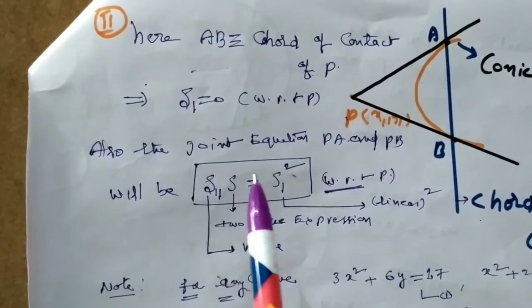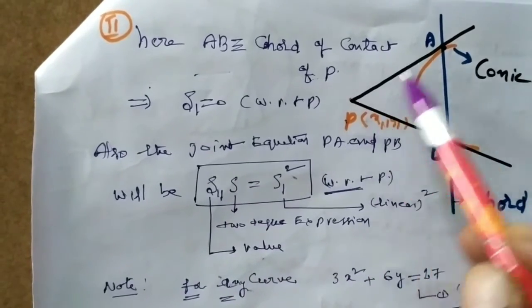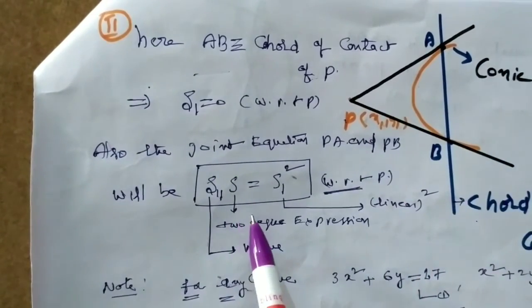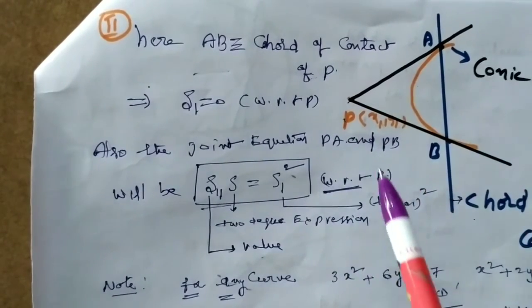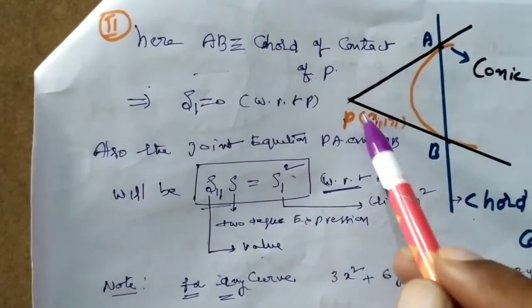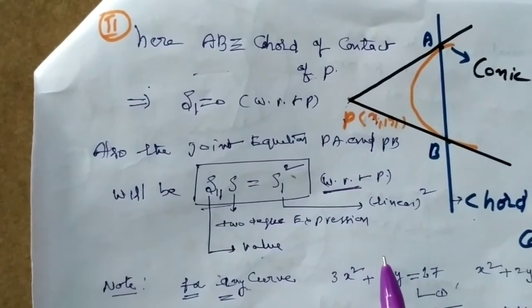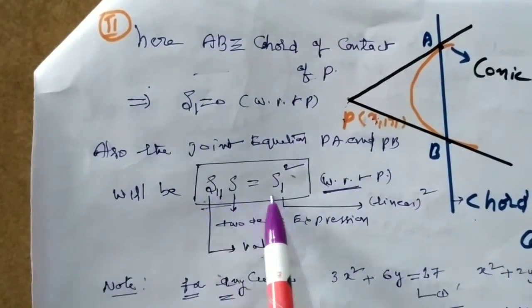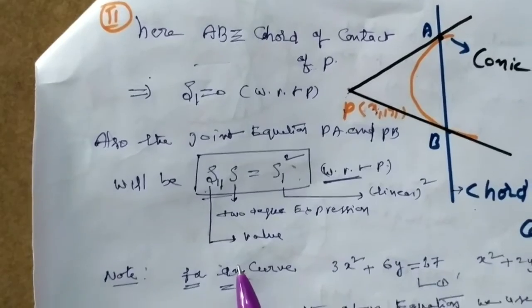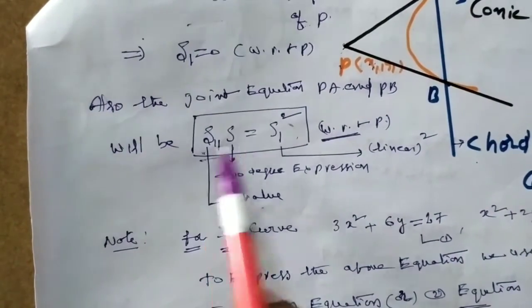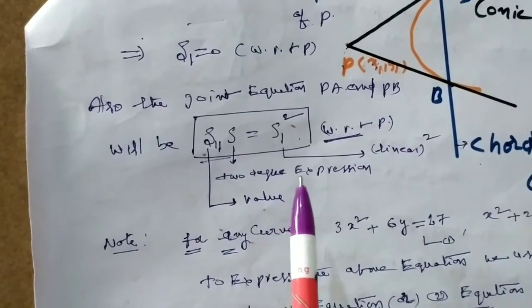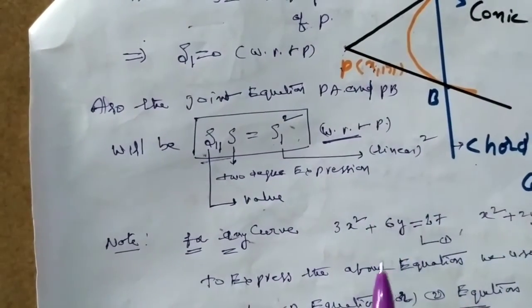You will get the equation of the pair of tangents to the conic. From P you can draw two tangents. The combined equation of these two tangents is S into S11 is equal to S1 square. This is one formula. We can derive this one later. So S into S11 is equal to S1 square. This is the formula to get the combined equation of these two tangents.